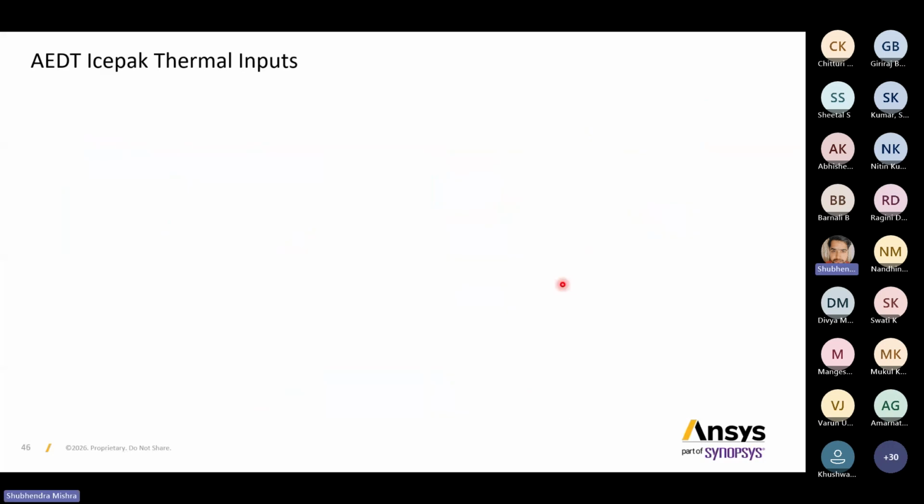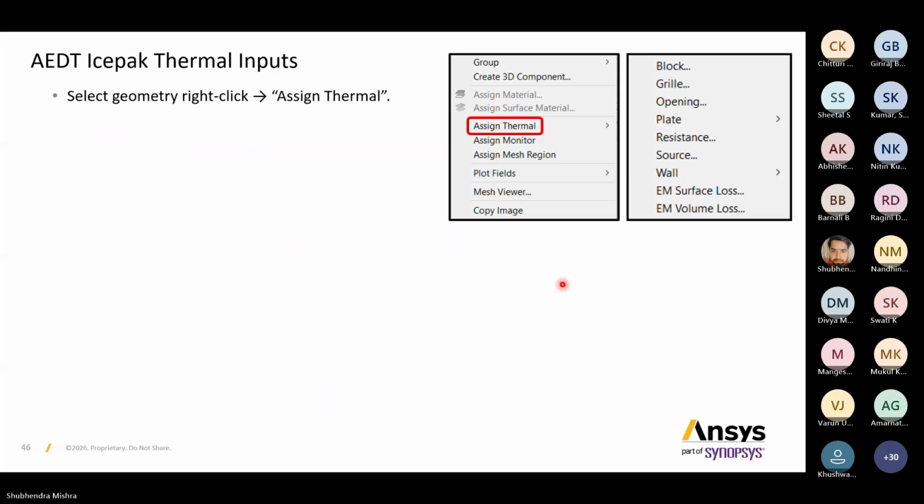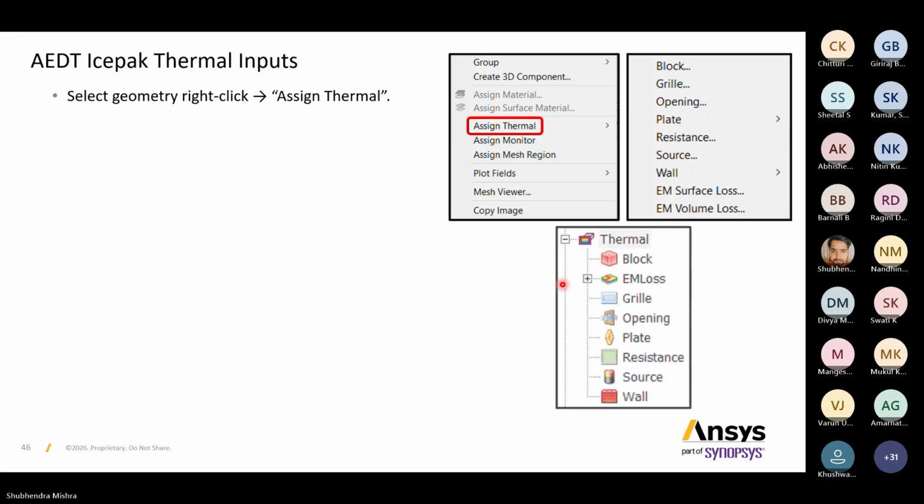So what basic inputs do we require? For different applications, I have to assign proper boundary conditions to our model, in this case assigning the thermal ones. There are different boundary conditions here. Blocks are assigned for power dissipation. If I want to apply the power dissipation in the whole volume, I will assign thermal block boundary conditions.